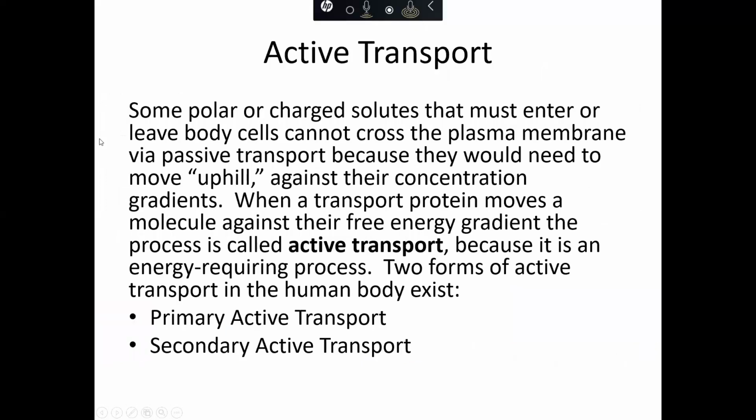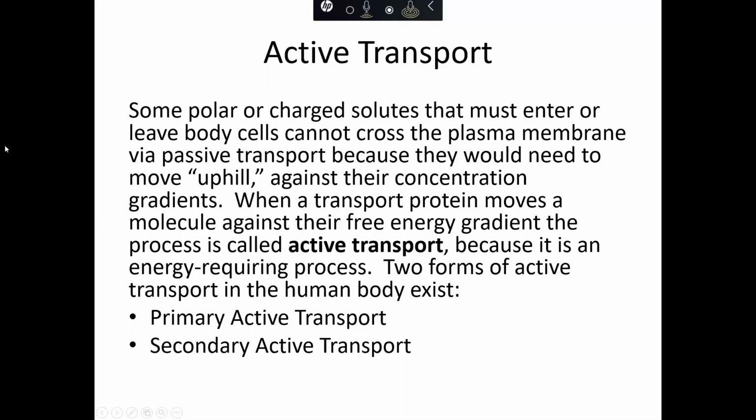So that's our forms of passive transport. Once again, remember, passive transport is where we're going down the concentration gradient or electrical gradient or electrochemical gradient, and it's not requiring energy.